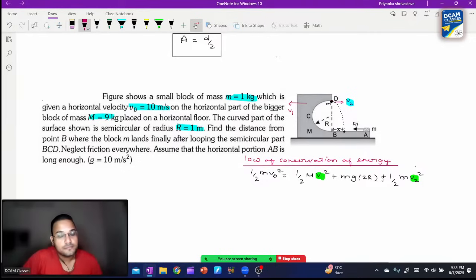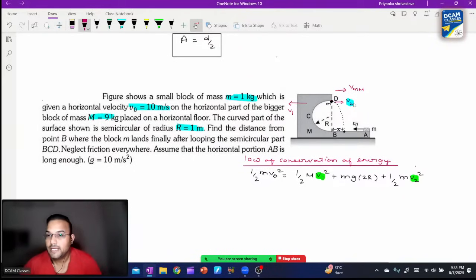After we find the velocity at point D, can we use the formula of range of horizontal projectile? You can use that, but for that you have to find the velocity v2. And there is one more problem: because it is falling on the block capital M, to find this range you have to find the relative velocity of small m with respect to capital M.